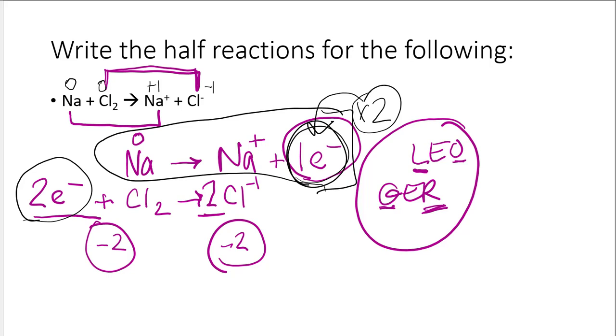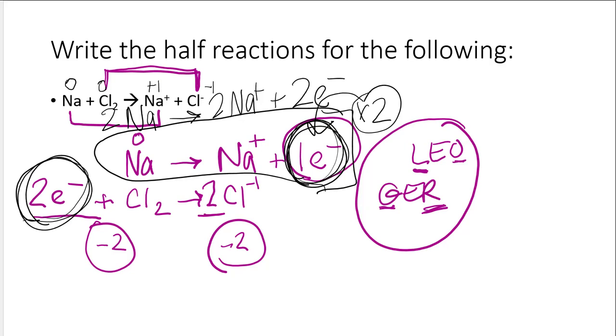So I could rewrite this half reaction by distributing that 2, and I would write it as 2Na forming 2Na plus and 2 electrons given off. And again, that is simply because electrons lost need to equal electrons gained. And in this case, in my electrons lost, this was 1, and my other one was 2. So I can just simply multiply everything in my first half reaction by 2 to get those numbers to equal.